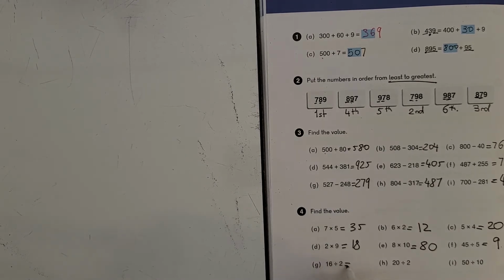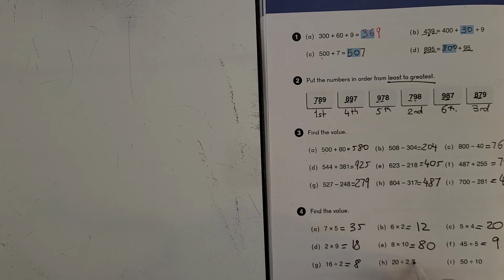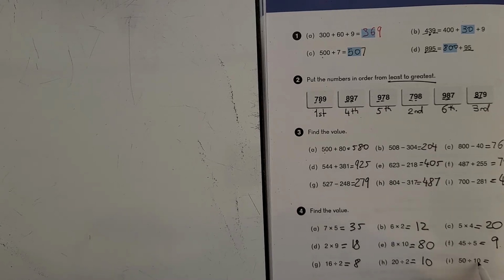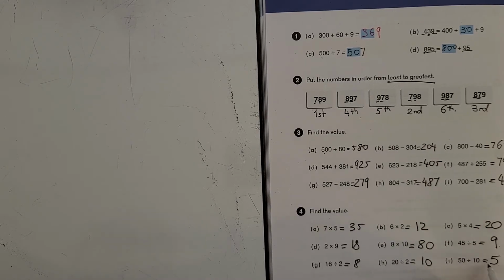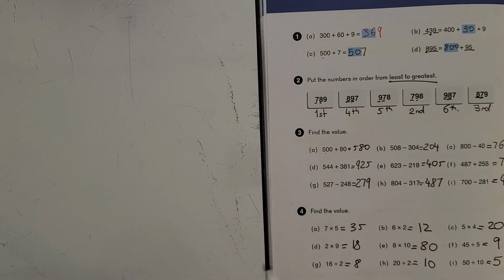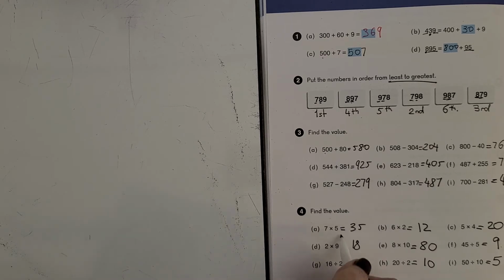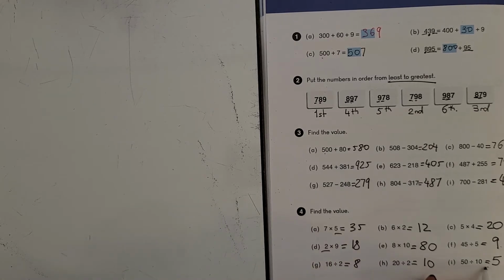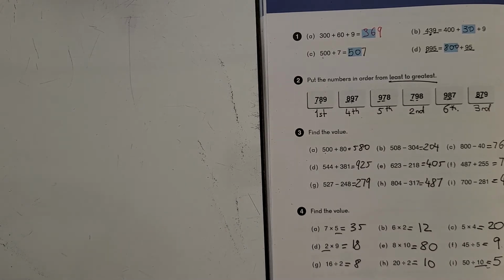16 divided by 2, 8, because I know 2 times 8 is 16. 20 divided by 2 is 10, because 10 times 2 is 20. 50 divided by 10 is 5, because 5 times 10 is 50. This is how quickly it will come when you memorize your multiplication facts of 5s, 2s, and 10s. Okay? So keep practicing those.